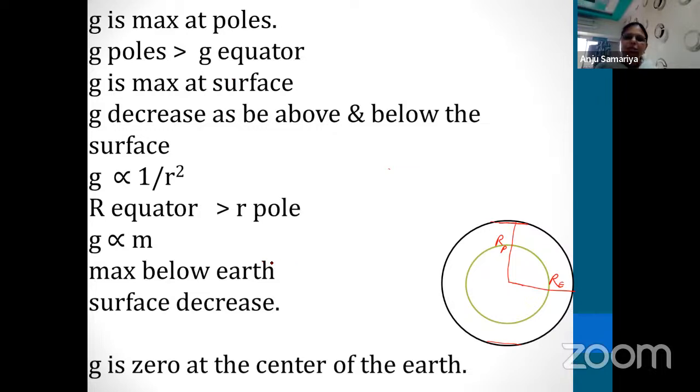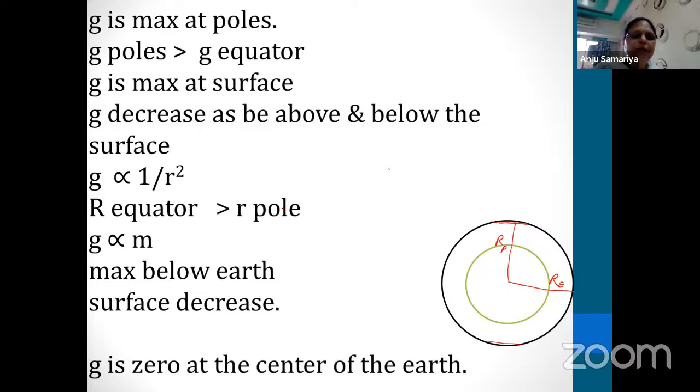g is always maximum at the surface. If you go below the surface, it decreases. If you go above the surface, it decreases. So acceleration due to gravity in mines will be less than at the surface, or at the seabed will be less than at the sea surface. Acceleration due to gravity at the mountain top will be less as compared to the base of the mountain.